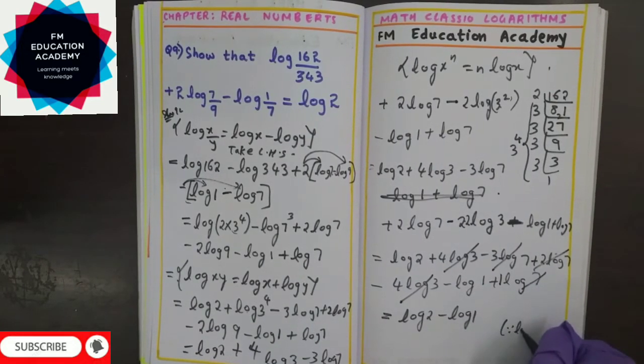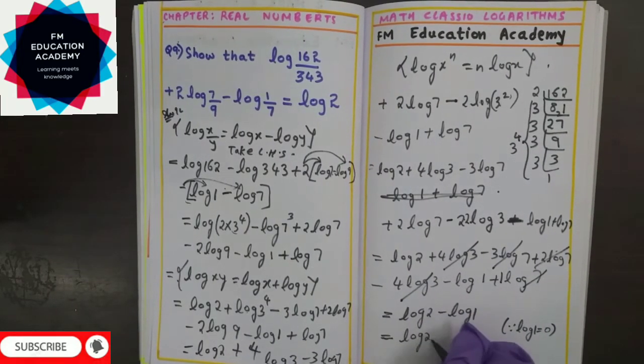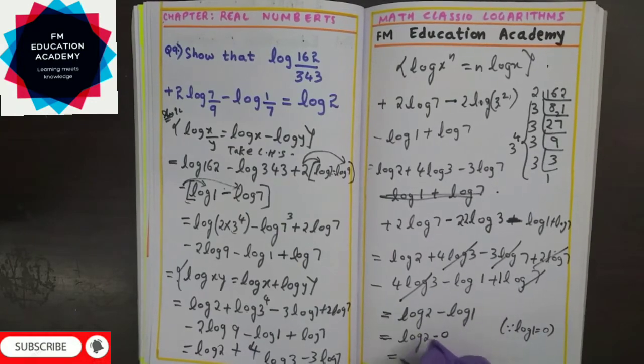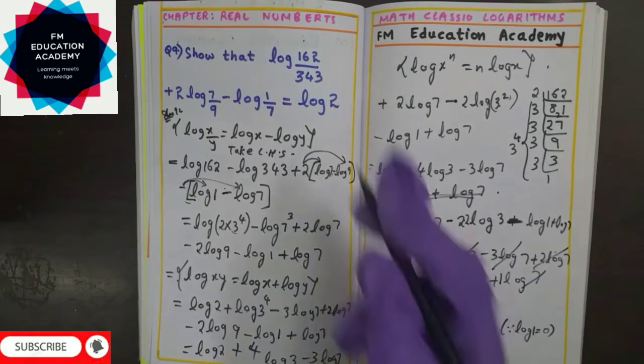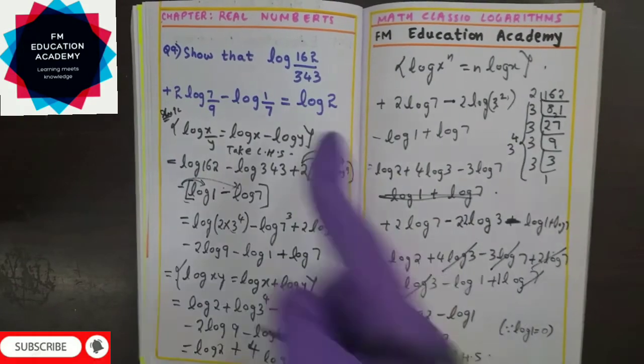Remember all the log values. I am saying again and again, please remember all the log values. I said in the beginning of the video. Log 2 minus log 1 is 0, so log 2 minus 0 is log 2. So we got the RHS. Hope you have understood this video. So we have proved LHS is equal to RHS.